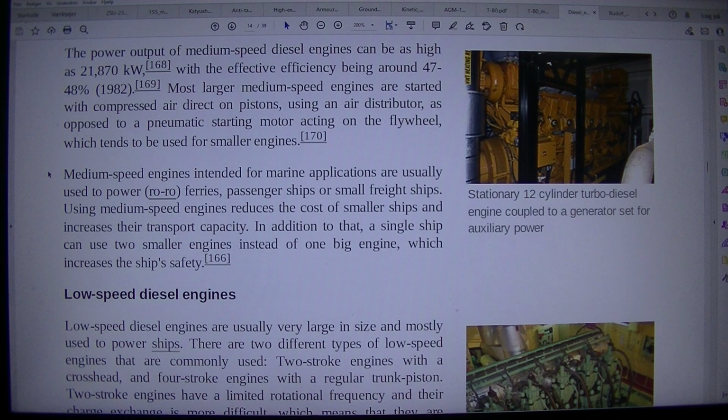Most larger medium-speed engines are started with compressed air direct on pistons, using an air distributor, as opposed to a pneumatic starting motor acting on the flywheel, which tends to be used for smaller engines.